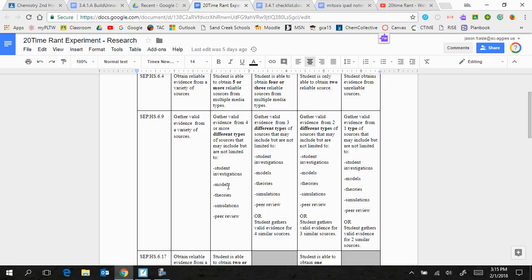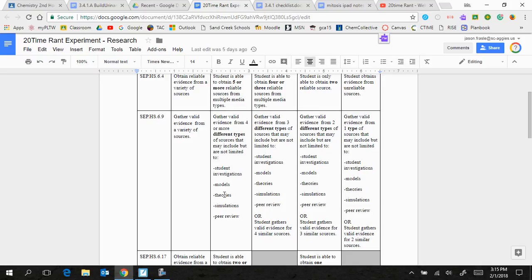The next one is models. Any type of model you can find. This can be a physical model. This can be a mathematical model. This can be a graph. This can be a chart. A model is anything that shows it mathematically or shows something that is not illustrated. That's what a model is.